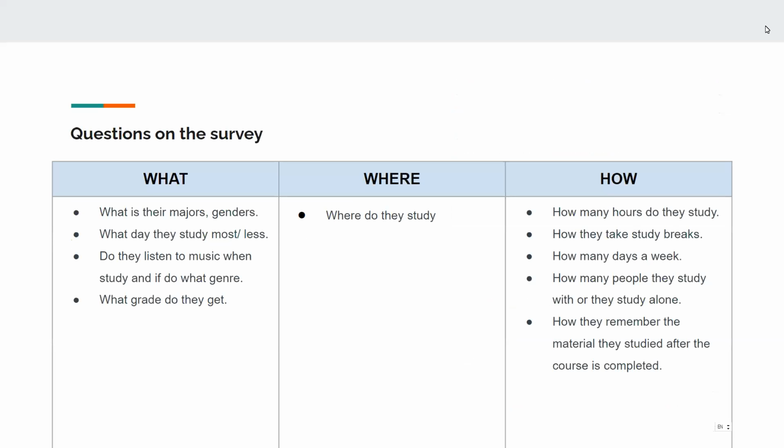We were asking students about what is their major, gender, what do they study most or least? Do they listen to music when they study, or if they do, what genre? What grade do they get? And where do they study? How many hours do they study? How many study breaks do they take?